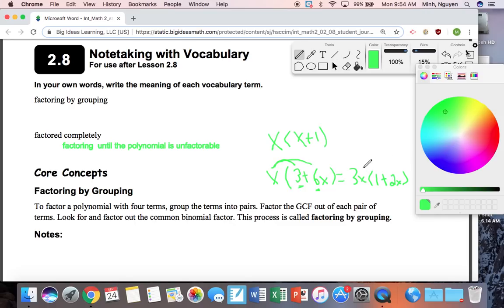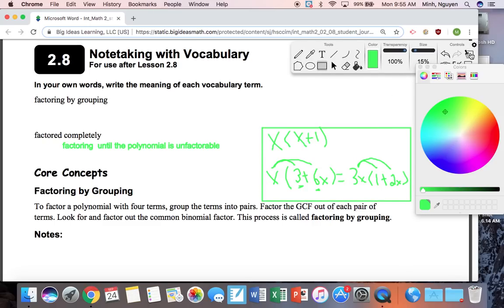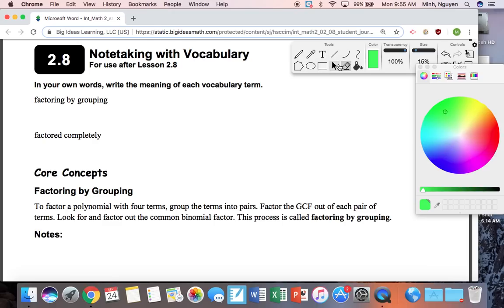And if you're not sure if you're right, if you multiply 3 times x, you get 3x, and x times 6x is 6x squared. So 3x times 1 is 3x, and 3x times 2x is 6x squared. You don't have to copy these parts. It's just an example. Okay.